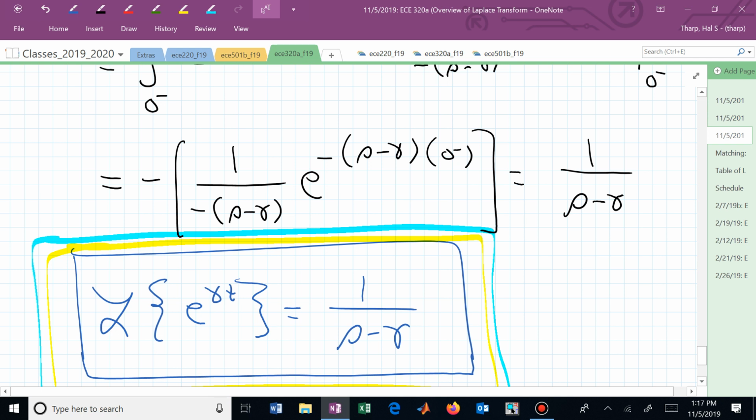There is our workhorse. We now have the Laplace transform of e to the gamma t equaling 1 over s minus gamma.